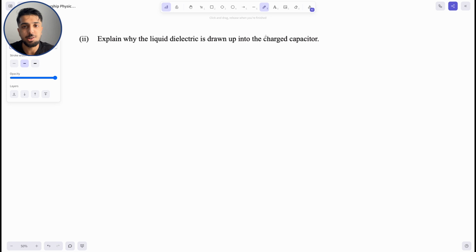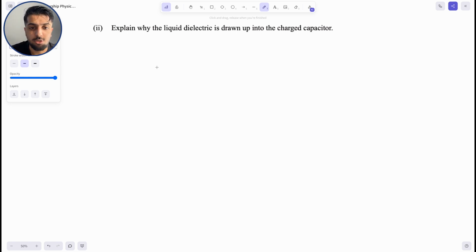Okay, so this is a very similar explanation to why it takes work to remove the dielectric. When the capacitor is held up right above the liquid dielectric, some of the electric field lines from the capacitor are going to touch that liquid dielectric and polarize it, right? So because a section of that liquid dielectric is now polarized, that liquid dielectric is going to experience an electrostatic attraction force to the plates, thus drawing it up into the capacitor.